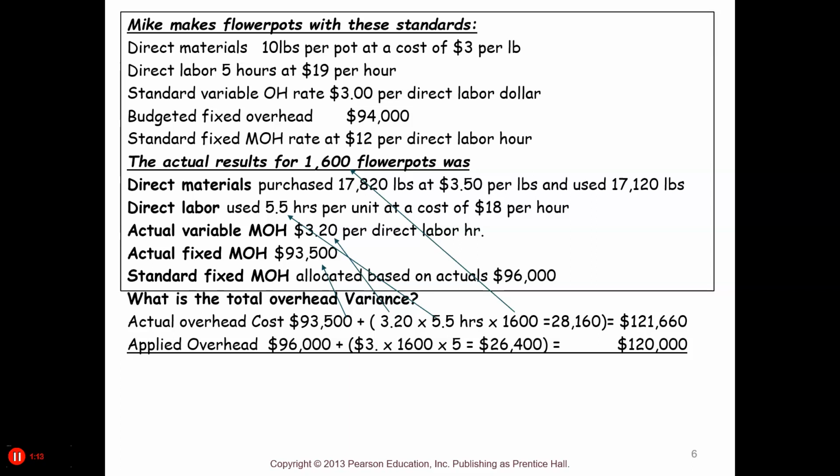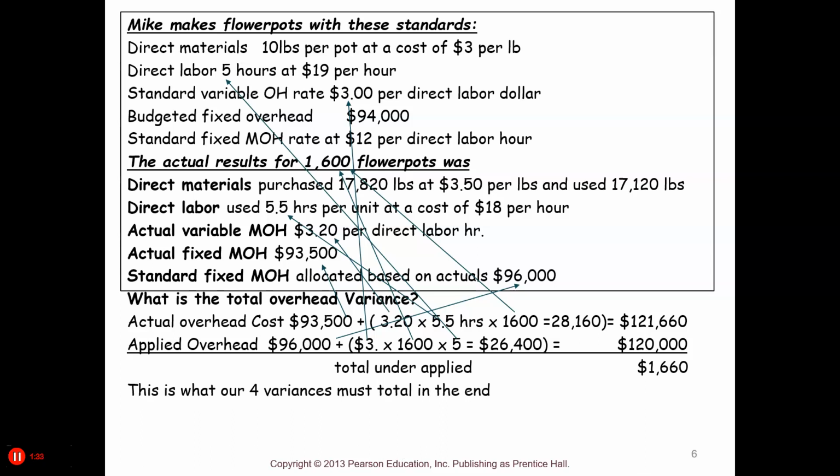Now, applied overhead is going to be your standard fixed manufacturing overhead allocated based on actuals plus our standard rate times the units produced times our standard hours, which gives us 26,400. Add that together and it tells us that our total amount is we are underapplied by 1,660. So that's what all four variances must total.